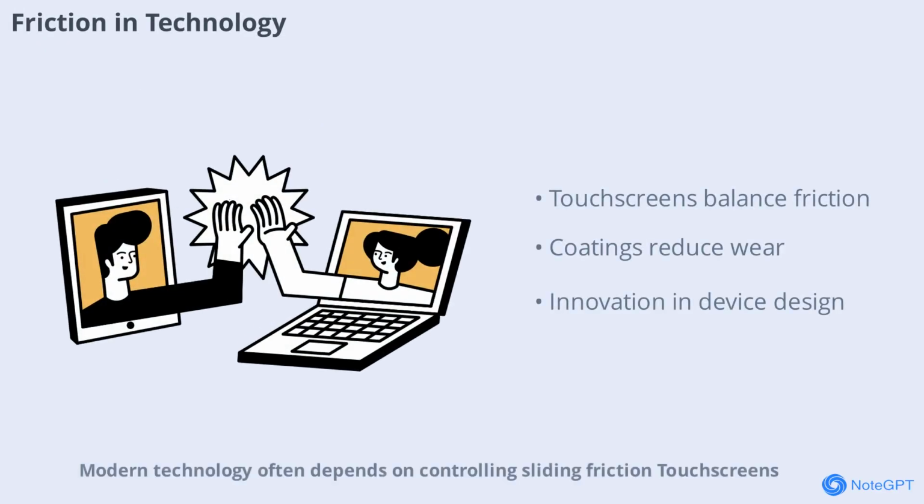Modern technology often depends on controlling sliding friction. Touchscreens, for example, are designed to have just the right amount of friction for your finger to glide smoothly. Hard drives and other electronics use special coatings to reduce wear. Engineers constantly innovate to manage friction in new devices, making them more reliable and user-friendly. The future of technology will continue to be shaped by our understanding of sliding friction.